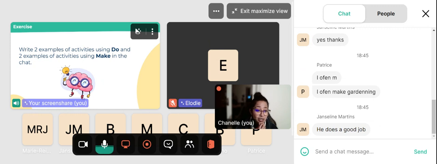He does a good job. Thank you, Jan-Celine. Absolutely. He does a good job. And now, an example with make. Qu'est-ce que vous pensez, Jan-Celine?